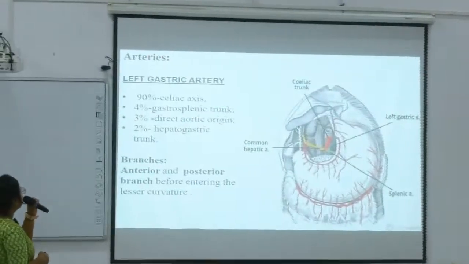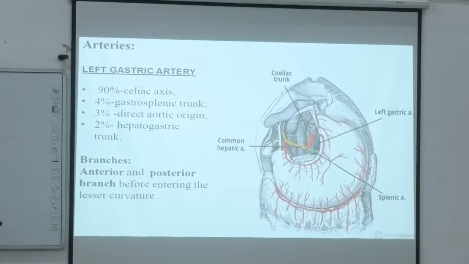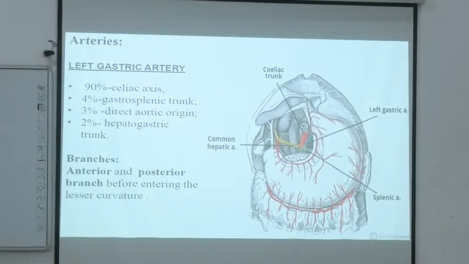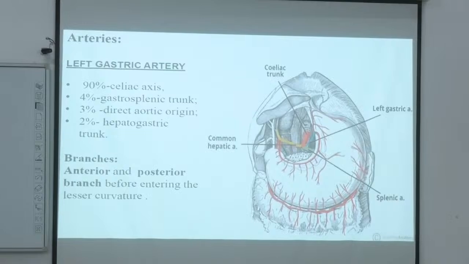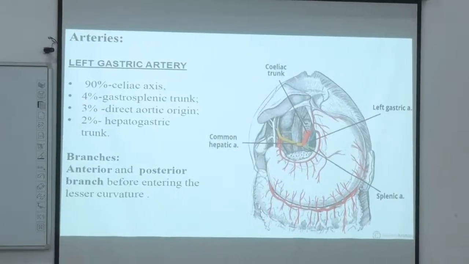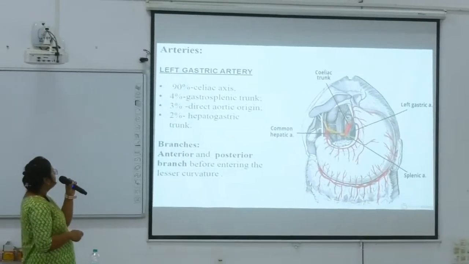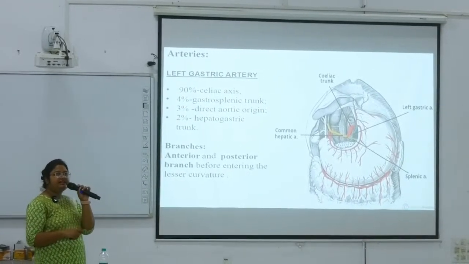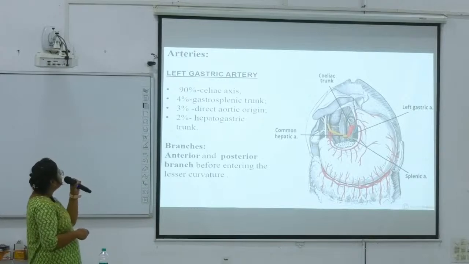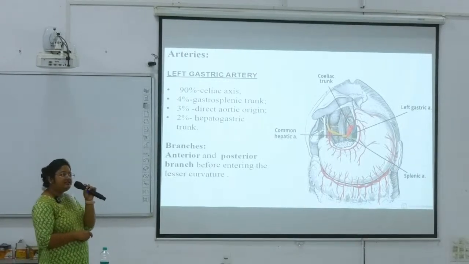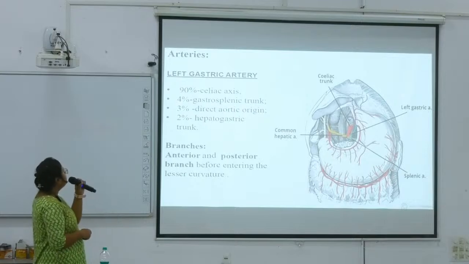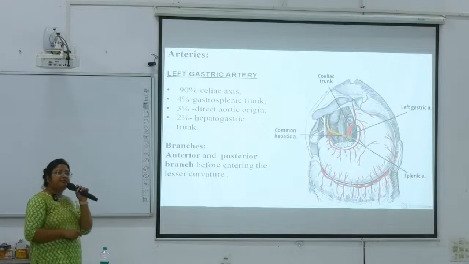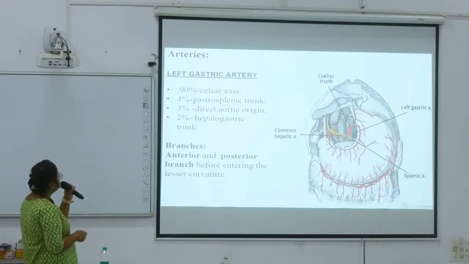Now, first the left gastric artery. There are different variations of the origin of these arteries. In 90% of cases it arises from the celiac trunk, 4% from the gastrosplenic trunk, that means left gastric and splenic arteries arise by a common trunk and then divide. In 3% of cases it has a direct aortic origin, arising directly from the abdominal aorta, and in 2% of cases from the hepatogastric trunk, which arises along with the common hepatic artery. So these are the different variations.